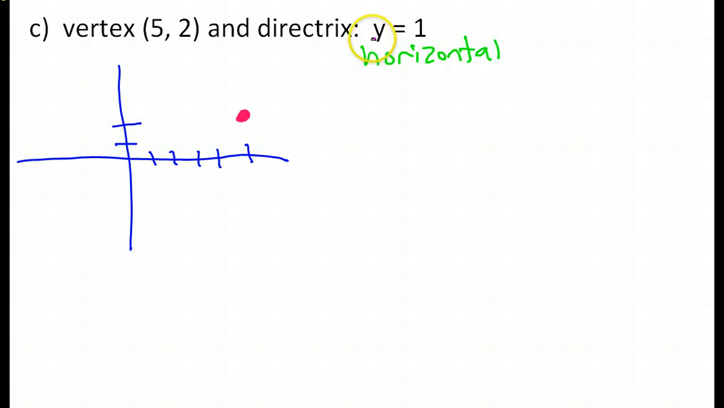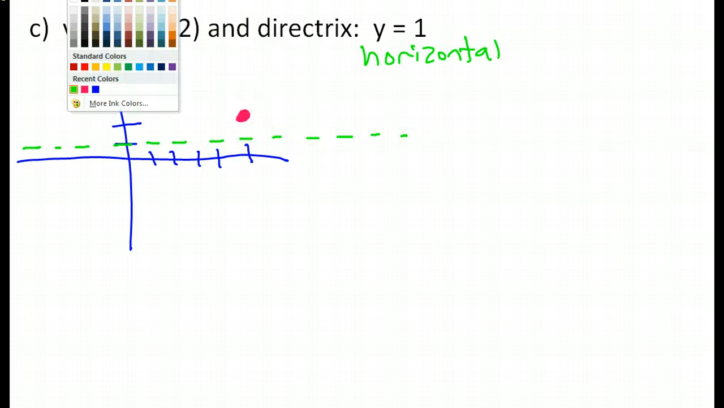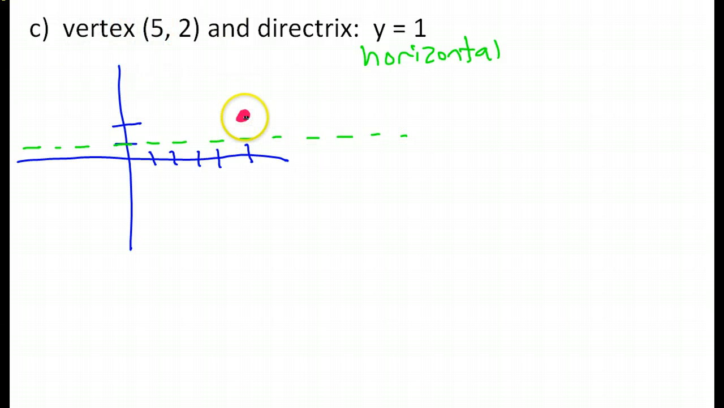Alright, you just have to memorize. Y equals is horizontal. X equals is vertical. So I have a horizontal line at 1. That means my directrix is right here. Okay, that tells me that my parabola is upward facing because it has to go away from the directrix. Okay, and remember this was the point 5, 2 right here.